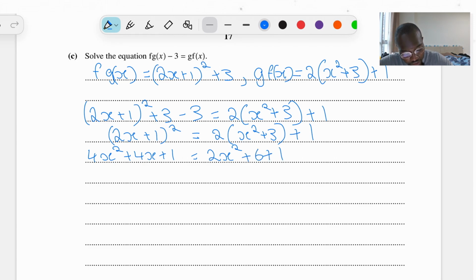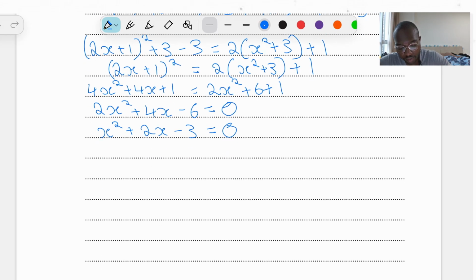So bring everything to the left side, we end up with 2x squared plus 4x minus 6 is equal to 0, okay? And this actually can go down. We can divide everything by 2, so we end up with x squared plus 2x minus 3 is equal to 0. And therefore, we can factorize, so that would be (x + 3)(x - 1) equal to 0. So we get two solutions. We get x is equal to minus 3 and x is equal to 1.